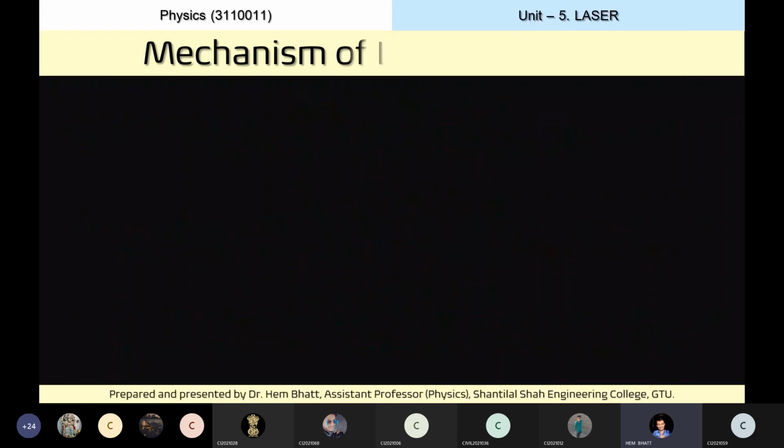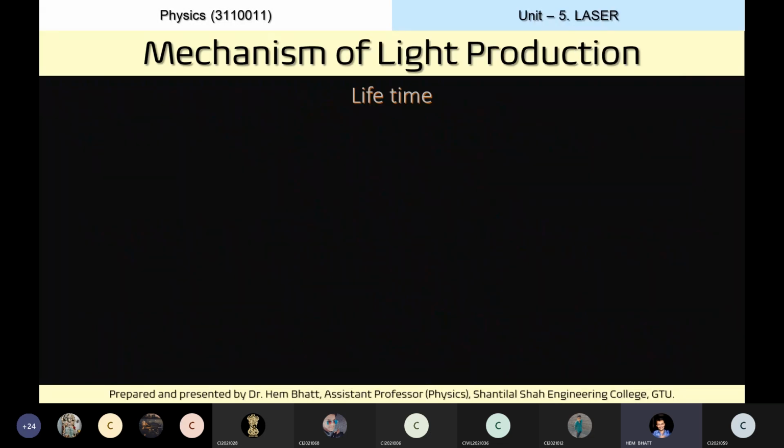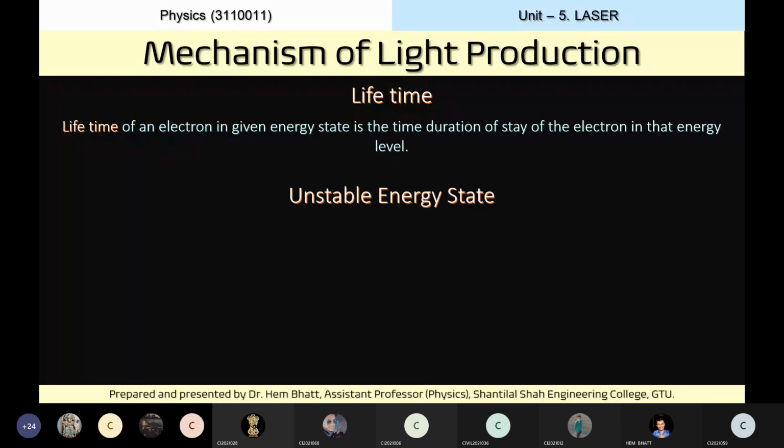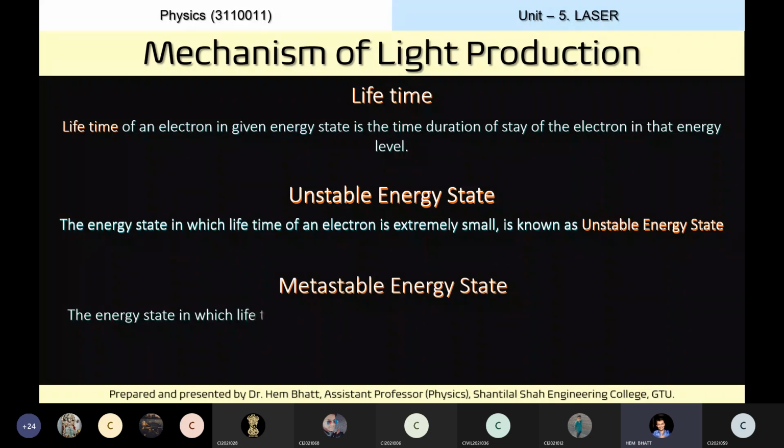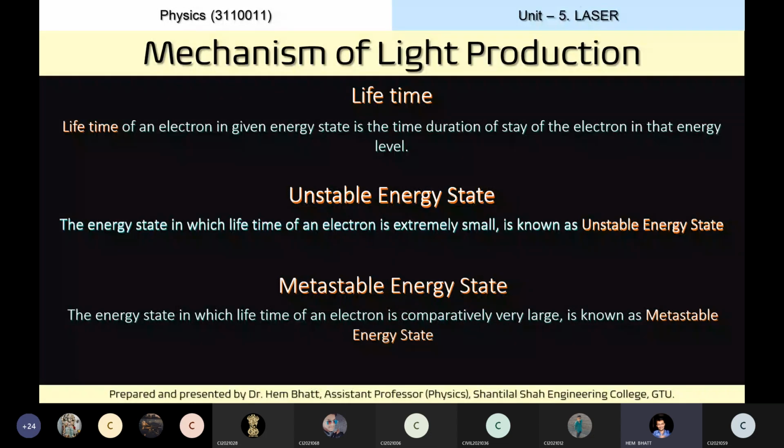After that, we had lifetime, unstable energy state and metastable energy state. Okay, so what is the difference between unstable energy state and metastable energy state? આ બેમાં તફાવત શું છે? What is the lifetime of an electron in an unstable energy state?